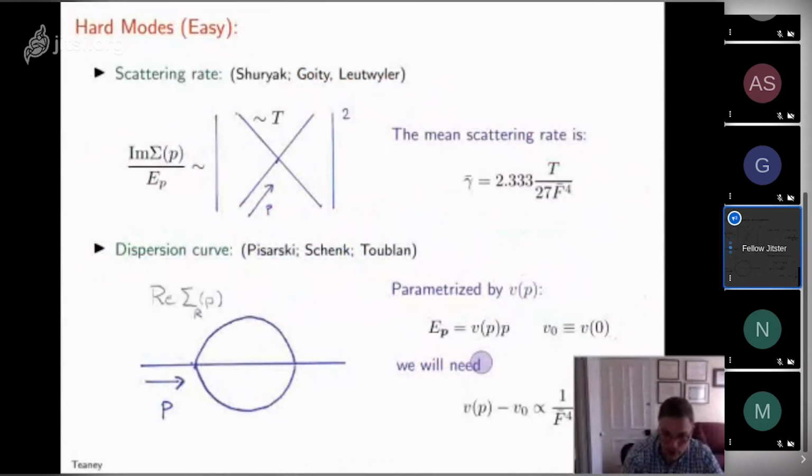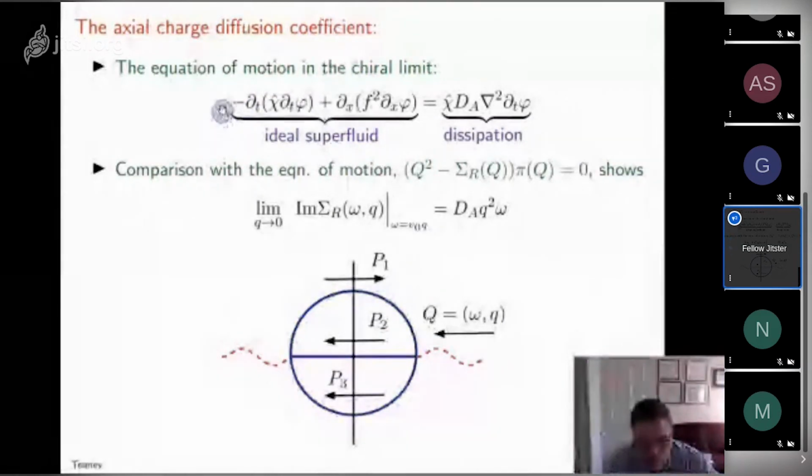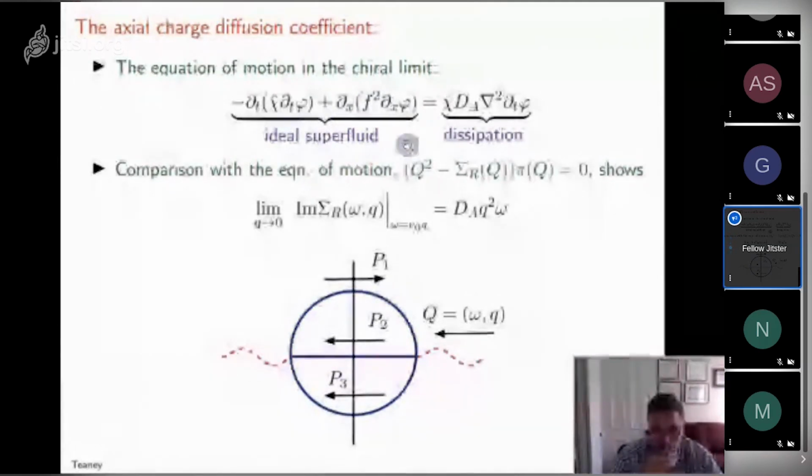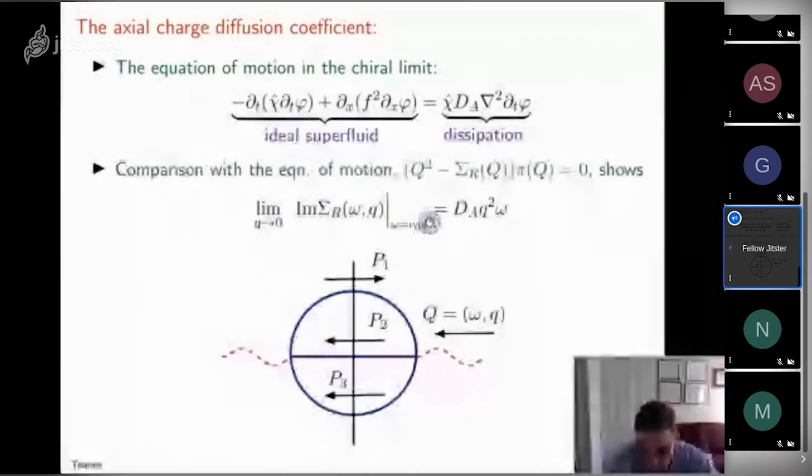So since time is short, let me just say a little bit how it goes. You have here this equation of motion from your superfluid theory, where the divergence of the axial charge is related to the dissipation rate. If I look at this equation of motion, I need to compute the imaginary part of the retarded self-energy of the ultra-soft pion fields. So from this equation of motion, you can identify the axial charge diffusion coefficient from the retarded self-energy of the soft pion fields, which is not surprising.